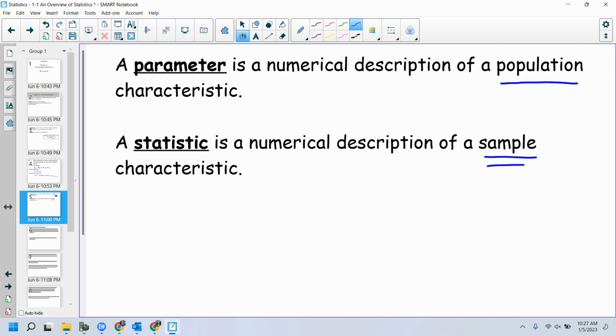If you think about registered voters, are you really going to get every registered voter? Probably not, right? That's really hard to get a parameter in certain instances. In certain instances, it's relatively easy.